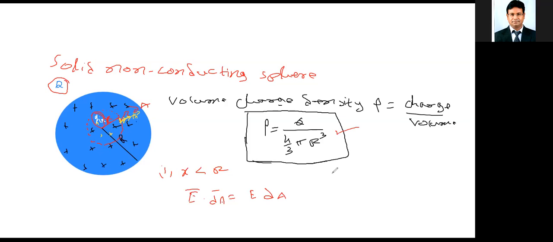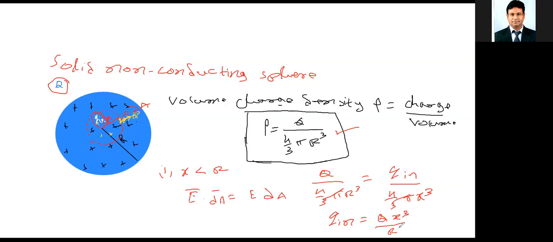We'll use this condition. That is, total charge is Q by 4/3 pi r cube, then the charge inside will be q inside by 4/3 pi x cube. Why? Because I'm taking the Gaussian surface of radius x. So simply this gets cancelled off. I can simply say charge inside is equal to qx cube by r cube. From this I'll get this condition that q inside is coming out to be qx cube by r cube.